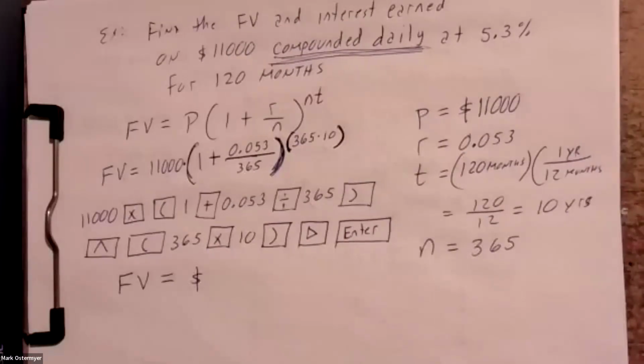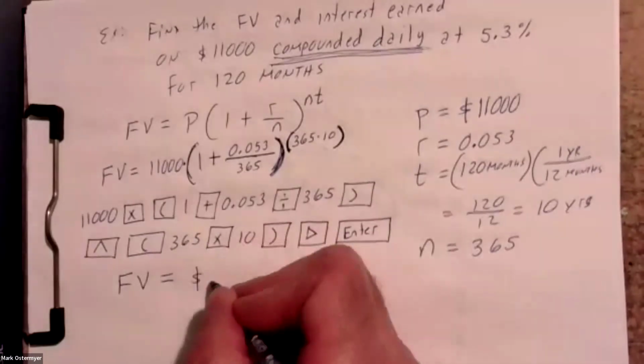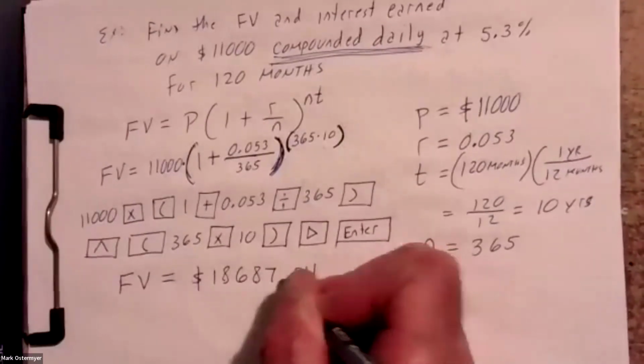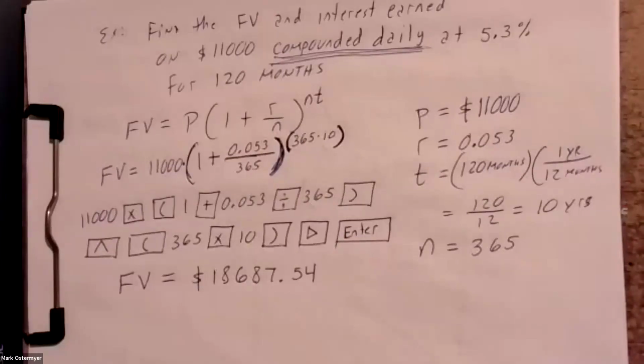$18,687.54. Okay, yeah, I'm getting $18,687.54. Is that what you got? Yes. All right. That's the amount of money that will be in your account 10 years from now, correct?